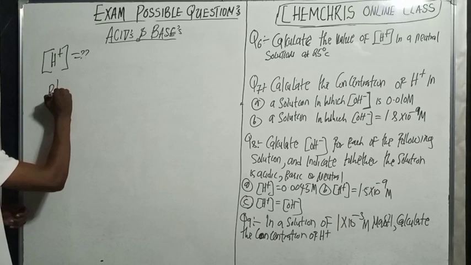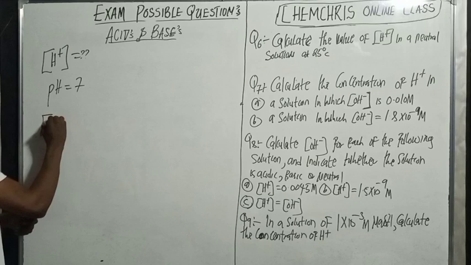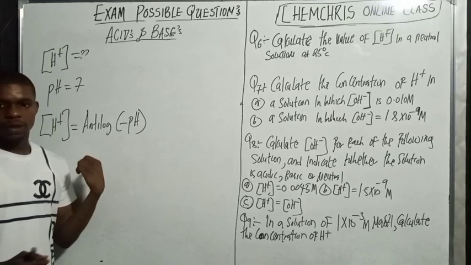So now let's calculate the concentration. To calculate it, use the second formula I gave to you: H plus equals the antilog of minus pH. Do you understand? You might be following, so you understand.